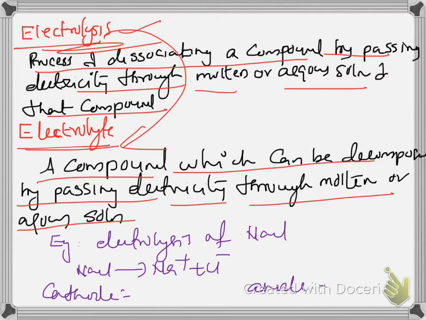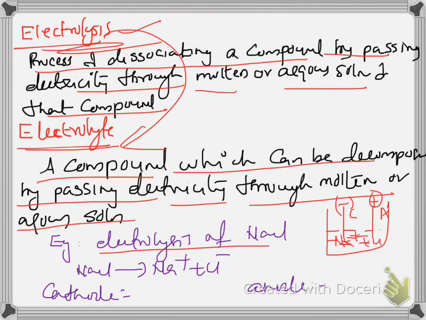Example, electrolysis of NaCl. We have to take molten NaCl in a rectangular vessel. Two platinum electrodes or inert electrodes are placed in it. Negatively charged electrode is called cathode, positively charged electrode is called anode. In molten NaCl, we have two ions, Na plus and Cl minus.